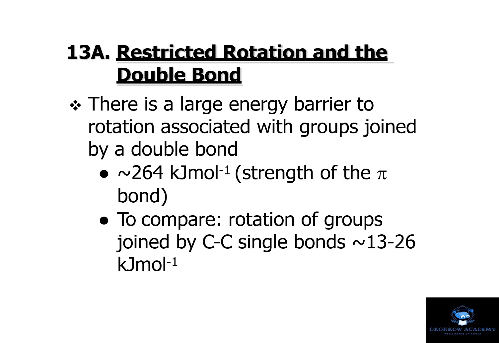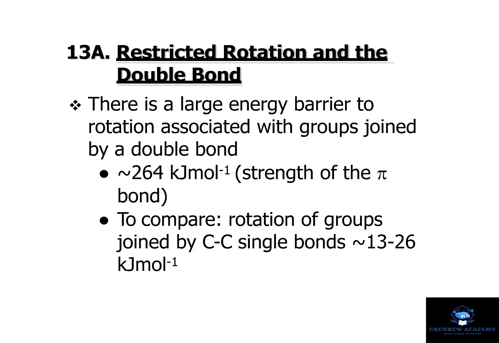Now a critical consequence of the pi bond is restricted rotation. Unlike single bonds, you cannot freely rotate around a carbon-carbon double bond. The pi bond requires the two p orbitals to remain parallel. If you rotate them 90 degrees, the pi bond breaks. So the energy barrier to rotate around a double bond is approximately 264 kilojoules per mole.